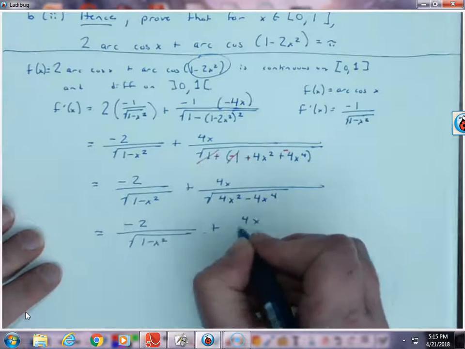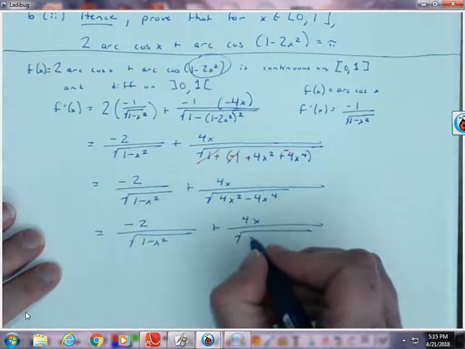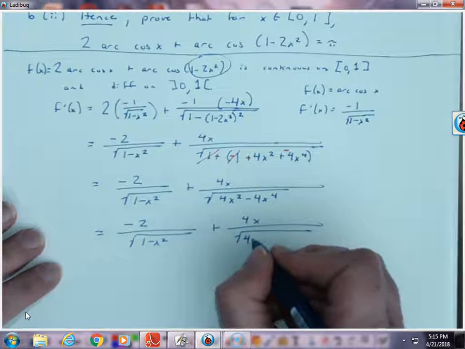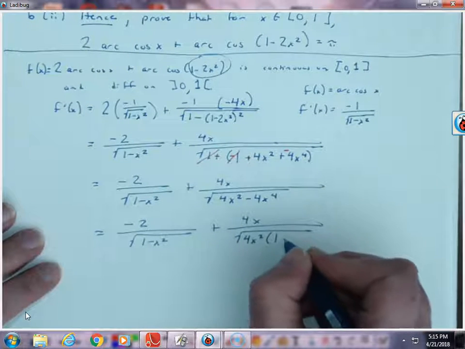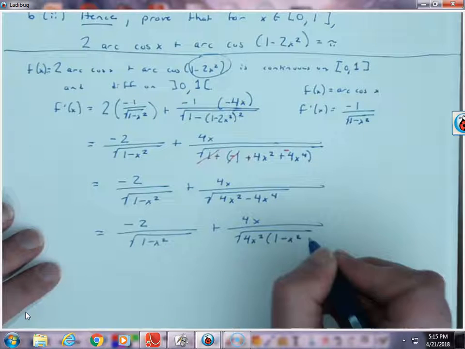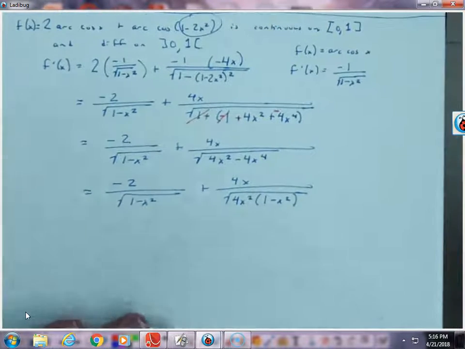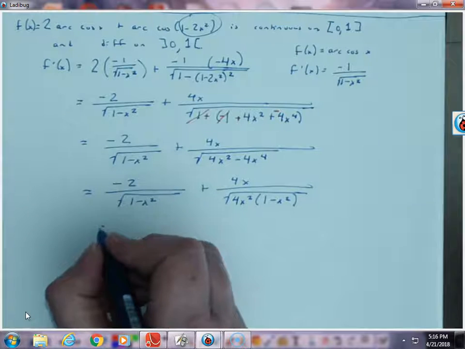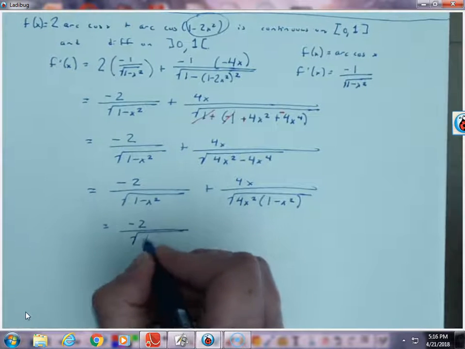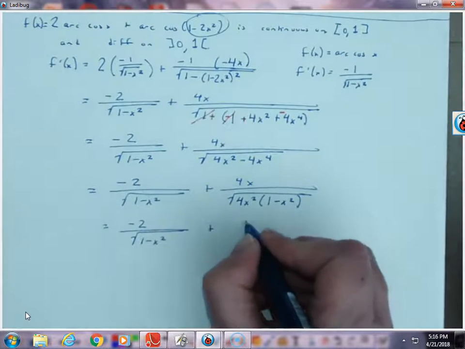Okay, it does look like there's some stuff we can factor out there. So if we do that, there's a 4x squared common to both of those terms. That would leave me 1 minus x squared. Now that's kind of nice because we're getting closer to having a common denominator here. So we have negative 2 over the square root of 1 minus x squared.